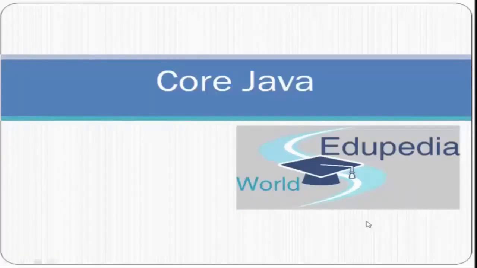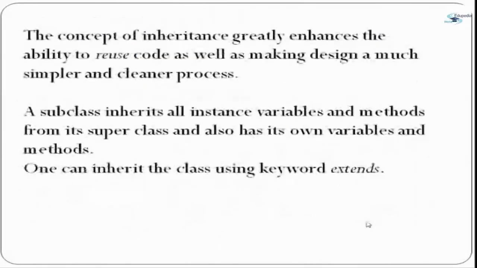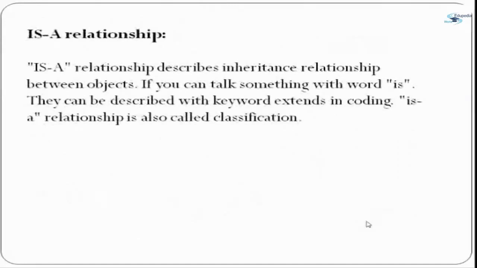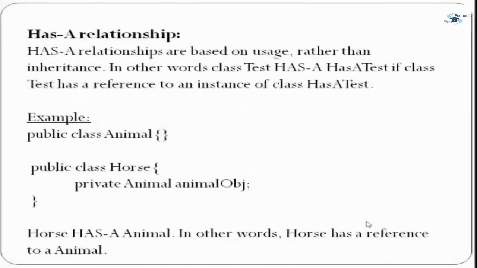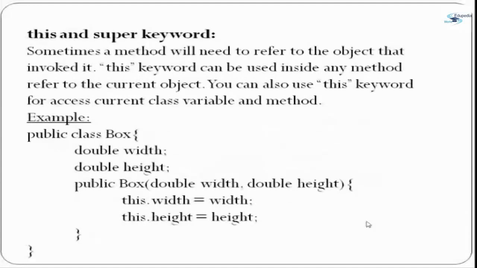In this tutorial we'll cover the concept of inheritance in Java. Although in our previous tutorial we have already covered what is Java inheritance, what is the use of Java inheritance, and the is-a and has-a relationship. We have also done an example in the Eclipse IDE and we have also seen the cases where inheritance is not used. We have seen instanceof, and in this tutorial we'll start with learning the this and super keyword.